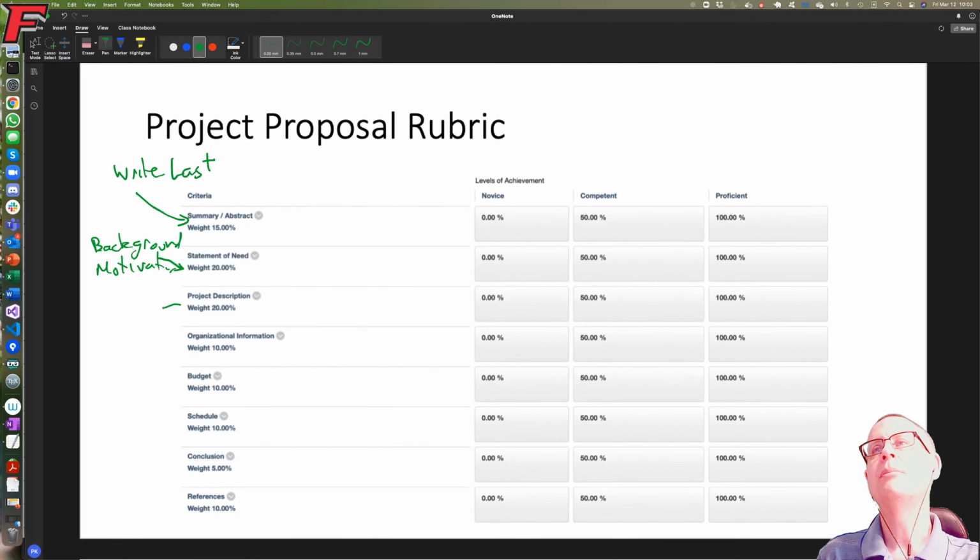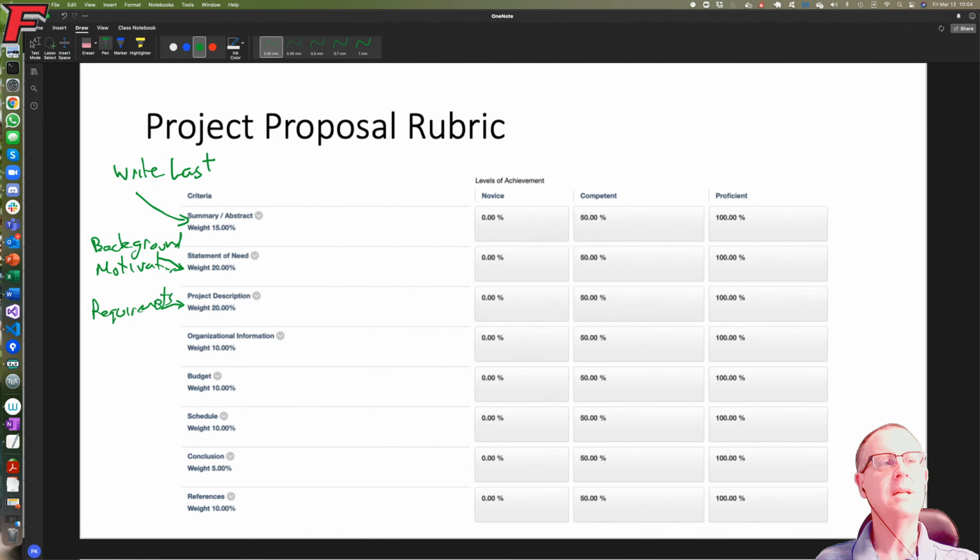The project description, this is starting to get more technical. This is about the requirements, and I'm going to talk about the requirements in a little bit. I want you to use shall statements to describe what the project is going to do. I also want you to use use case diagrams to show what the project will do. And I've talked about those before, but I want to talk about them again.